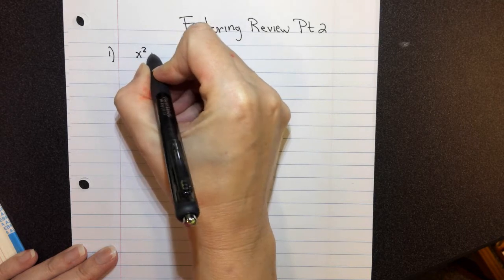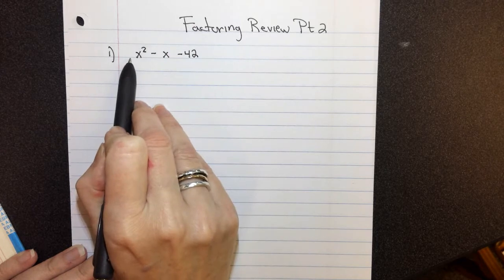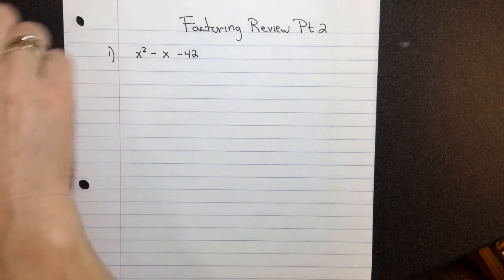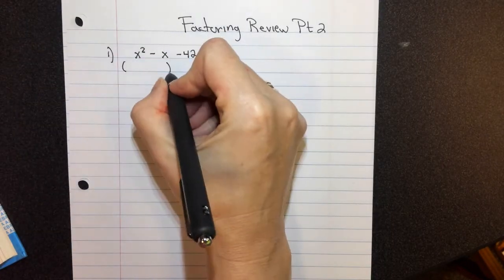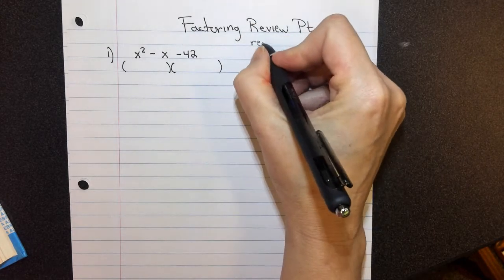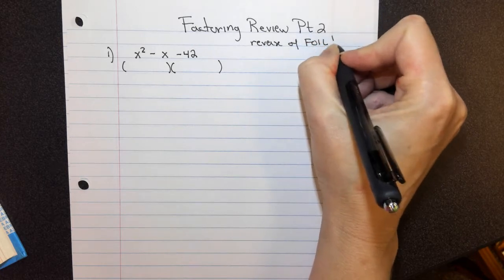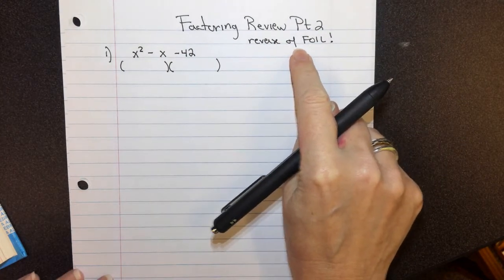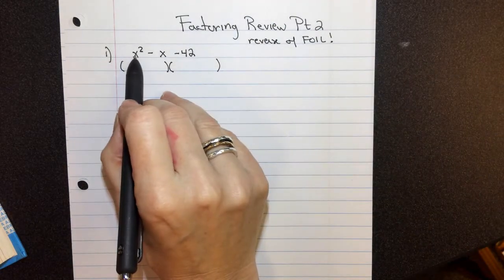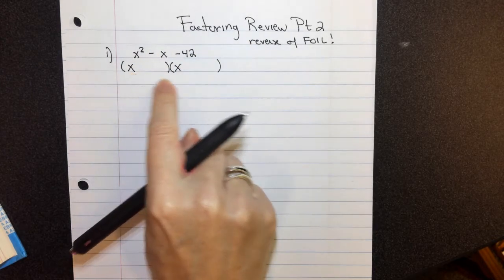x squared minus x minus 42. This is when the a is a value of 1. So what I want to do is come down and start with two sets of parentheses. Remember, we're working in reverse of FOIL. If you keep that in mind, that will help you do more of this in your head and less with side work. So the square root of that is going to be x times x, because the first things make that.